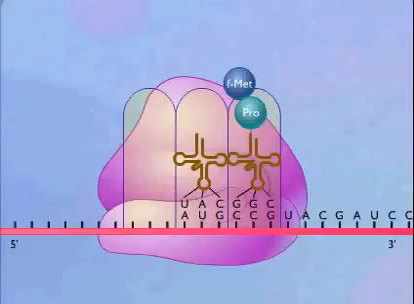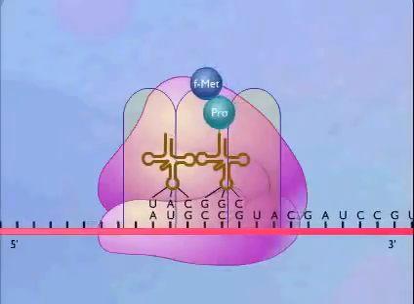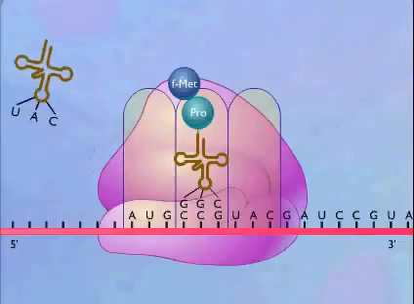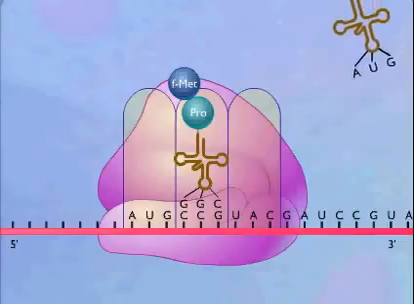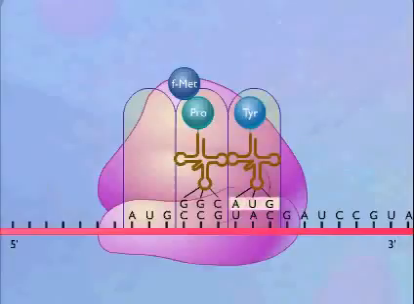The ribosome now advances a distance of one codon, and the transfer RNA that carried the formylmethionine is released at the E site. A transfer RNA carrying the next amino acid now moves into the A site, where the anticodon on the transfer RNA matches the codon on the messenger RNA.